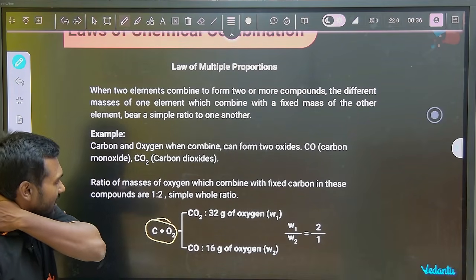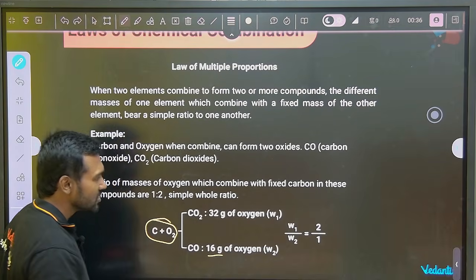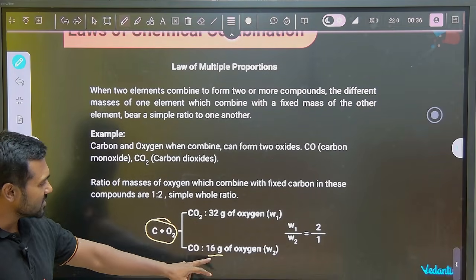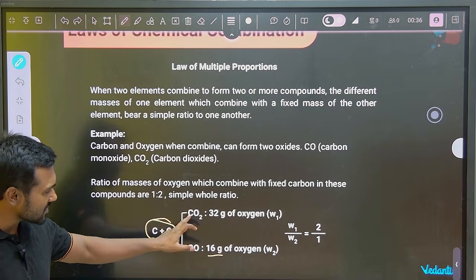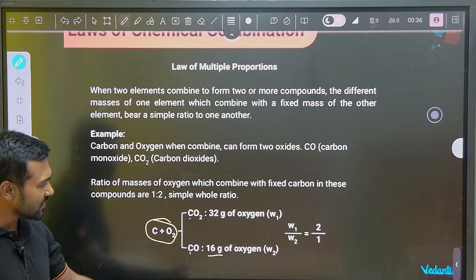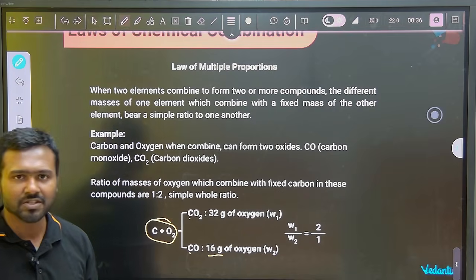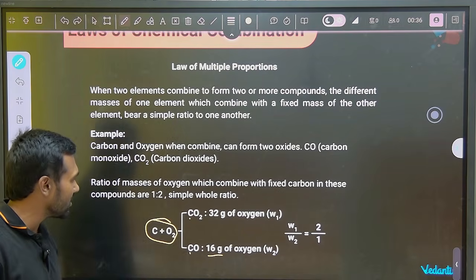For example, carbon dioxide has 32 grams of oxygen and carbon monoxide has 16 grams of oxygen. The carbon mass is fixed here, 12 grams in both. But the oxygen masses are 16 and 32, that is 1:2, carbon monoxide to carbon dioxide.